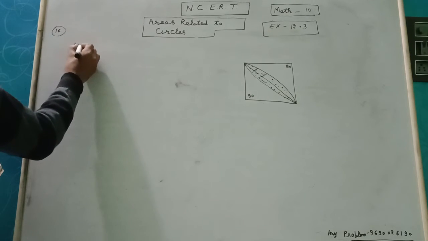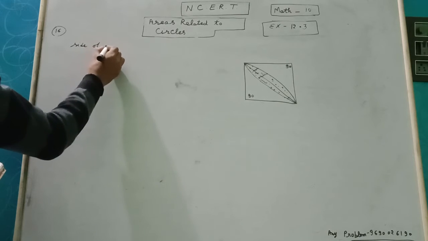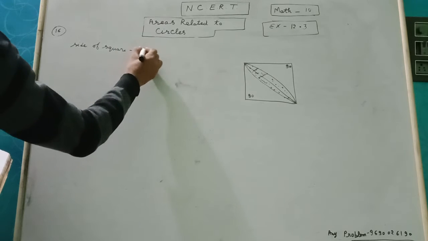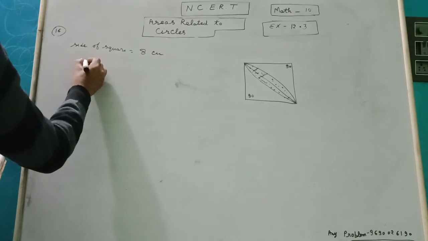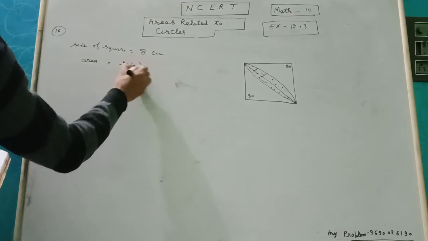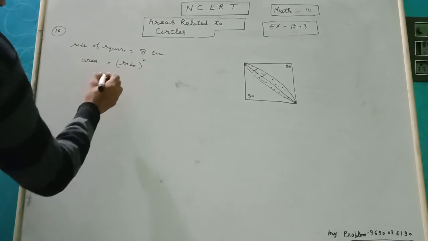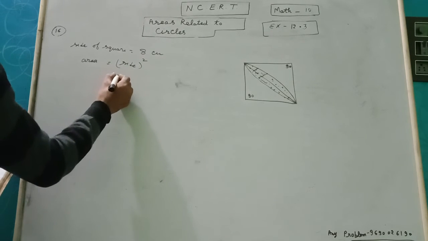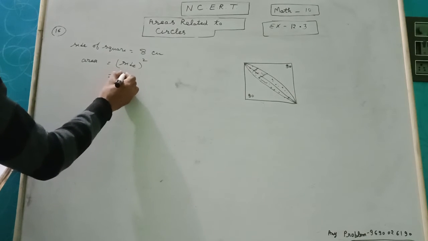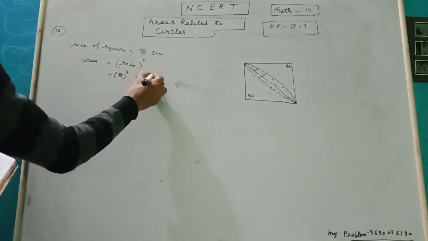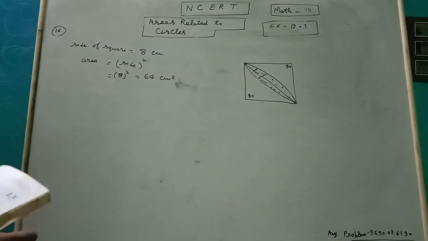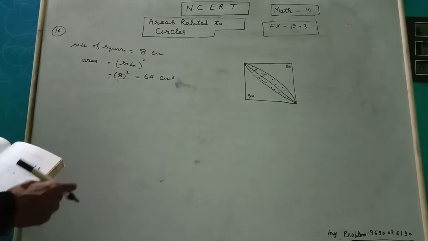Side of the square is equal to 8 cm. Then area is equal to side square, which is the formula of a square. Area of square, side is equal to 8, 8 square is equal to 64 cm square, the area of the complete square.